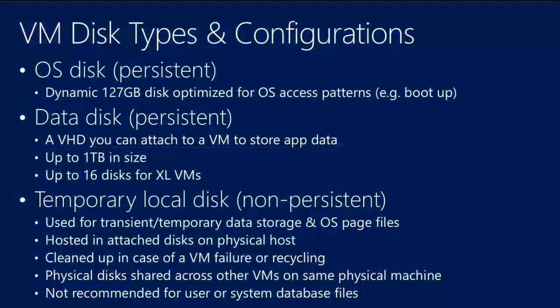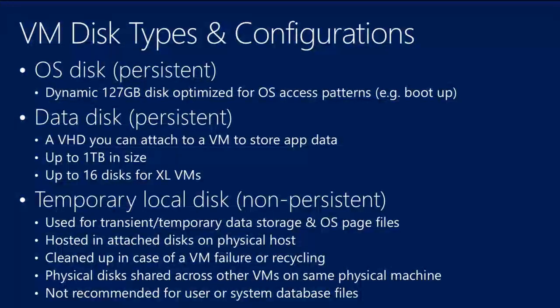We're at the disk types then. If you just start a VM, you basically get 2 disk types: your OS disk and your data disk. Then you can attach disks. The OS disk and these data disks that you attach are backed by Windows Azure page blobs. Your temporary local disk is actually backed by a physical disk on the host. So let's start from the top. The OS disk is now a dynamic 127 GB disk. It's like a dynamic VHD if you're familiar with Hyper-V. It's optimized specifically for OS access patterns.